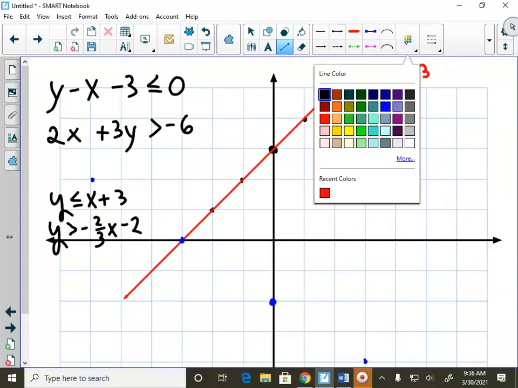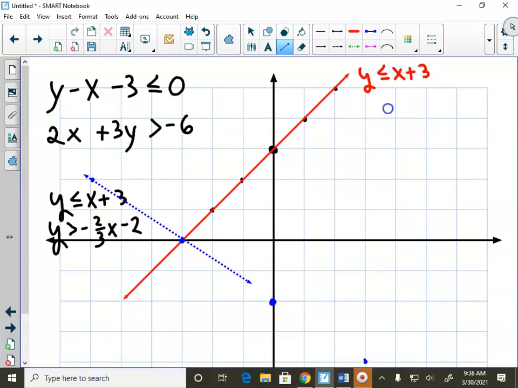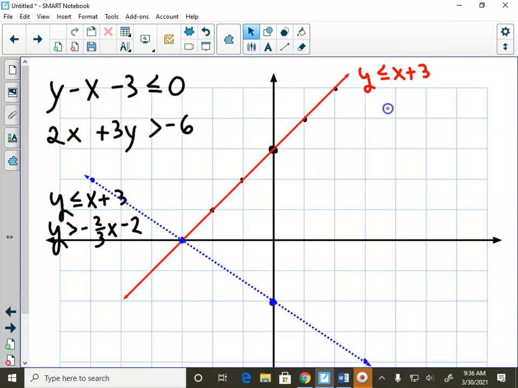Make sure we're blue, and we're good to go. Okay. So there's that line. Okay, so now I have my lines drawn. Now, like I said, the difference is these are inequalities, not equations. So we require some shading on these problems.